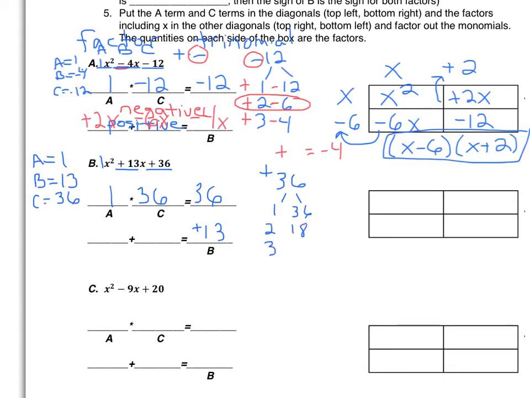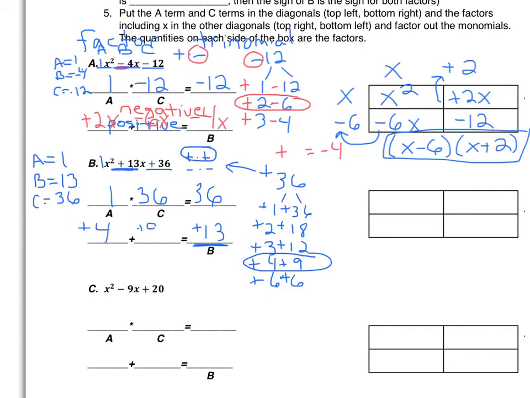2 and 18, 3 and 12, 4 and 9, 5 and nothing, 6 and 6. To get a positive number, we can have a positive times a positive or a negative times a negative. In step 4, it says if the AC is positive, then the B value, +13, dictates the sign, so we have both positives. Then we need the numbers to add up to 13. We know 4 and 9 add up to 13, so +4 and +9 are our diagonal x values.